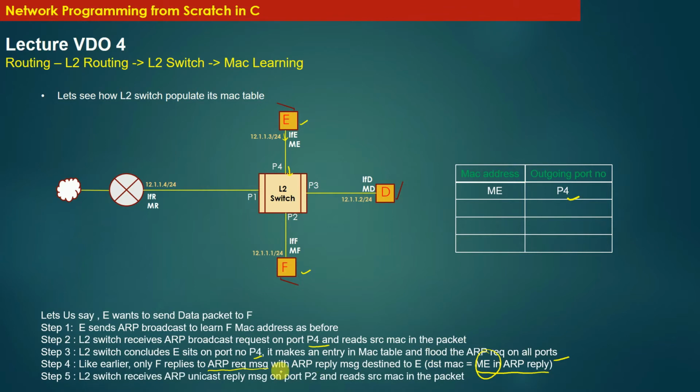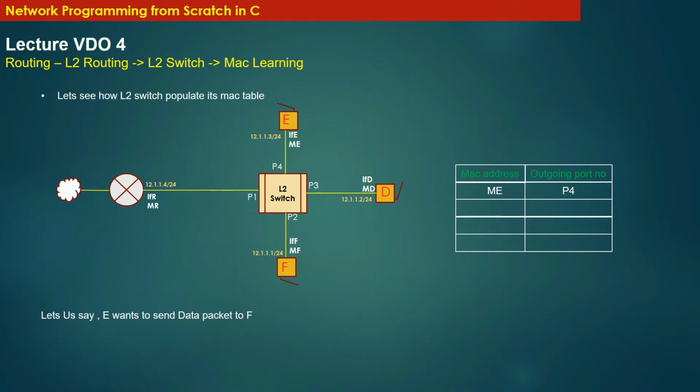Now that ARP reply is received by L2 switch on port P2, right? And the L2 switch at this point of time reads the source MAC address in the ARP reply message. So the L2 switch makes an entry for the source MAC address that is specified in the ARP reply message and the port number from which the ARP reply message has been received. So L2 switch concludes that the machine F sits on the port number P2. It makes an entry in the table.